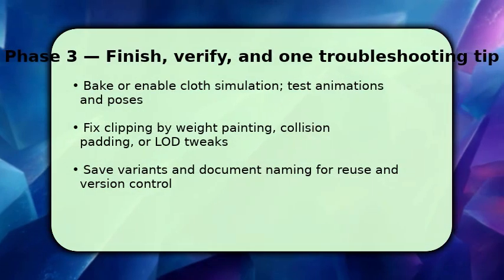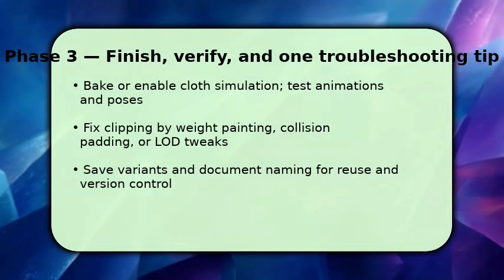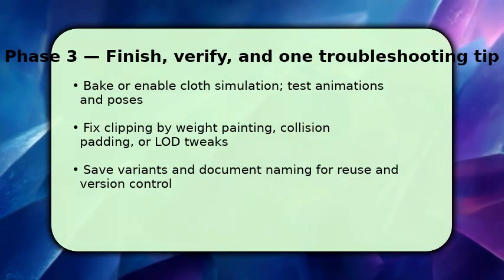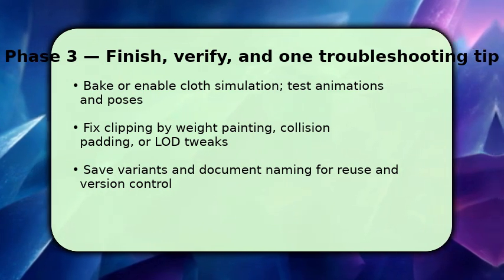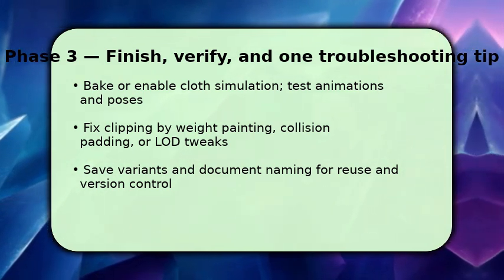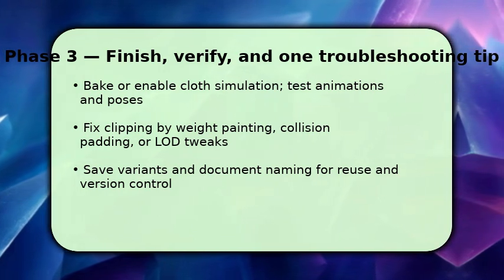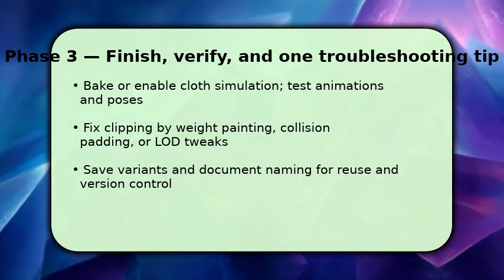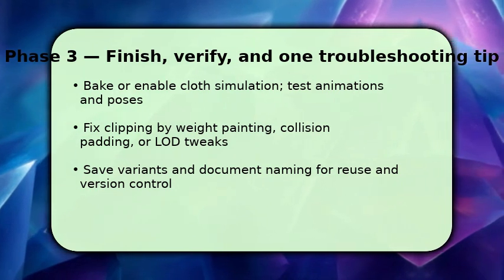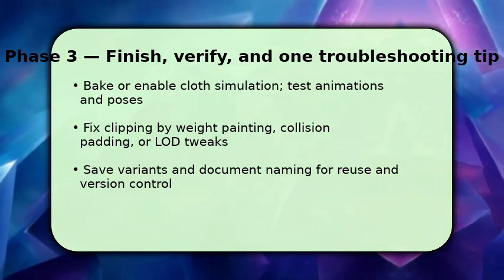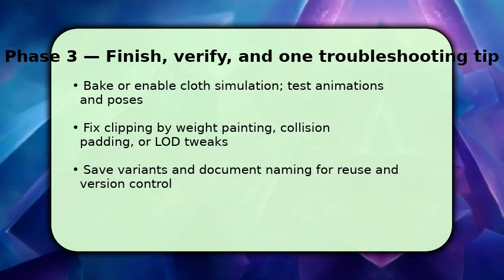Finish by enabling cloth simulation or baking physics, then run through the character's full animation set to verify behavior. If you see clipping, address it with targeted weight painting, increase collision padding, or adjust LODs to reduce popping. Once stable, save clothing variants and document naming conventions for easy reuse.